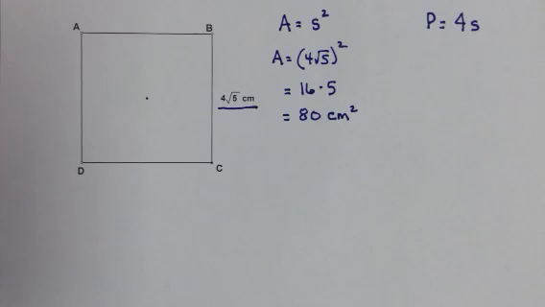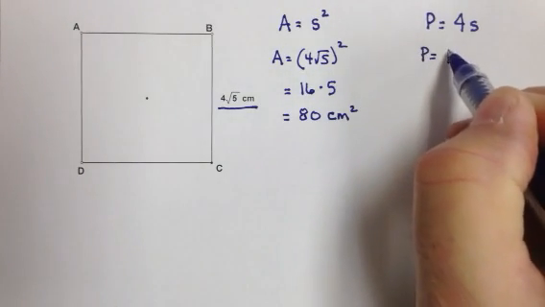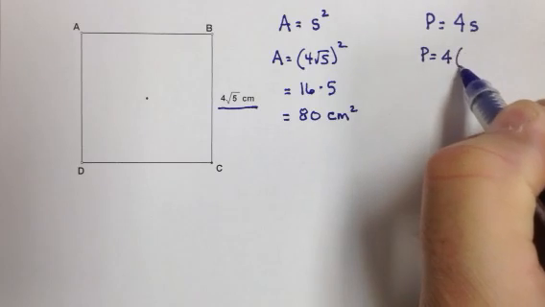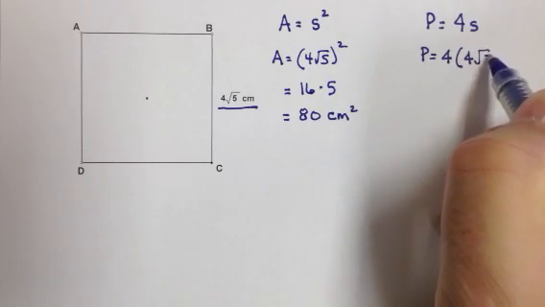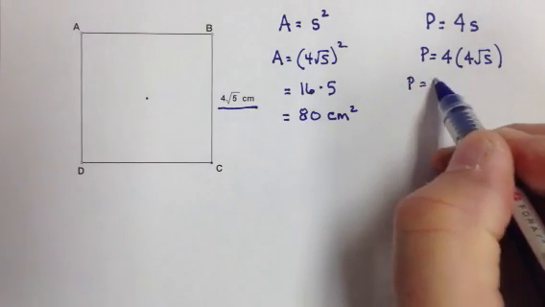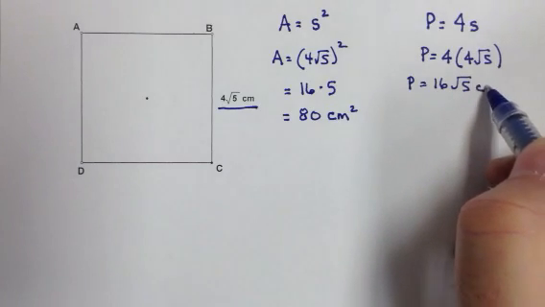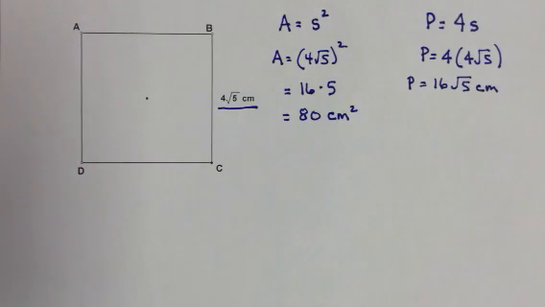So for the perimeter of this problem, I'm going to multiply the side length, which is 4 radical 5, by 4. So the perimeter is going to be 16 radical 5, just centimeters. Just centimeters.